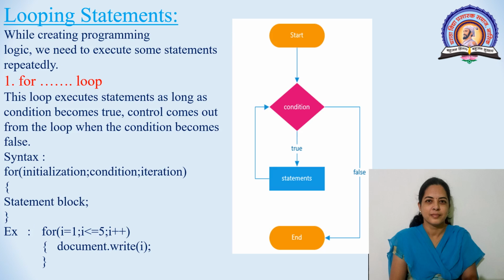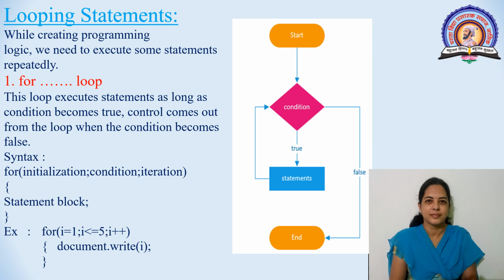Looping statements. While creating programming logic, we need to execute some statements repeatedly. Iteration refers to the execution of a statement or a group of statements of code till the condition is satisfied. Here the first loop is the for loop. So this loop executes statements as long as condition becomes true. The control comes out from the loop when the condition becomes false.